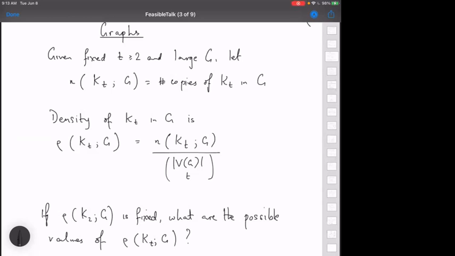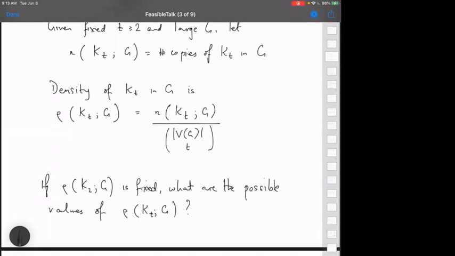And it's convenient in all of this business to think about asymptotics. So I normalize things. So the density is going to be the number of copies of K_t divided by the total number of t-sets. So that's a number between 0 and 1. And the question that's been studied at length in extremal graph theory is, so what is rho of K_2 of G? It's just the proportion of edges. It's the number of edges scaled by n choose 2. So if I give you the edge density, what are the possible values of the clique density?